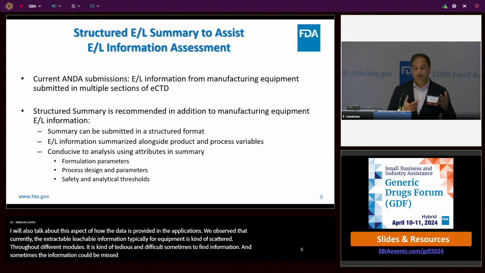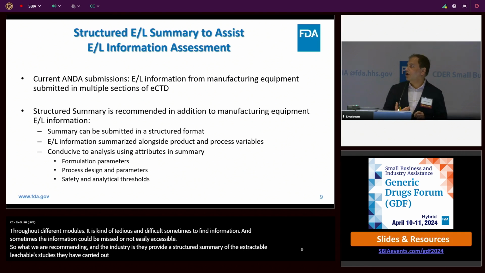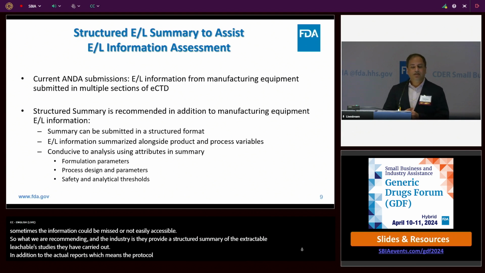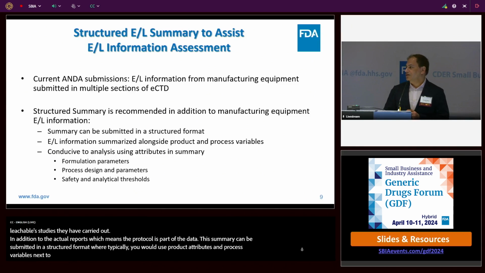So what we are recommending to the industry is that they provide a structured summary of the extractable leachables studies that they have carried out, in addition to the actual reports. That means the protocols and the data. This summary can be submitted in a structured format where typically you would use product attributes and the process variables next to the relevant parameters that were considered for the studies. And I'll talk about how it can look in the next slide.